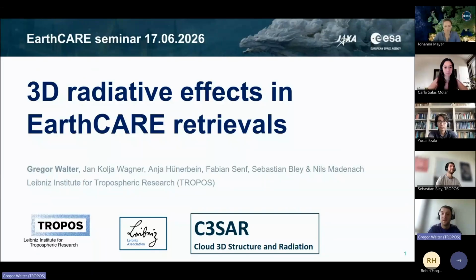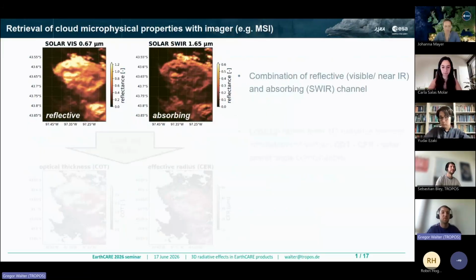Now we just saw a nice presentation on the impact of 3D effects on fluxes and heating rates. And this presentation is more on the effect on the pixel level and on the cloud properties that we can retrieve with EarthCARE. So to start with the imager perspective, we use two channels to calculate the microphysical properties.